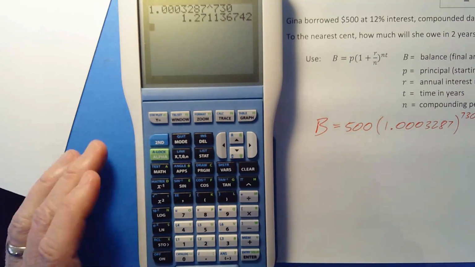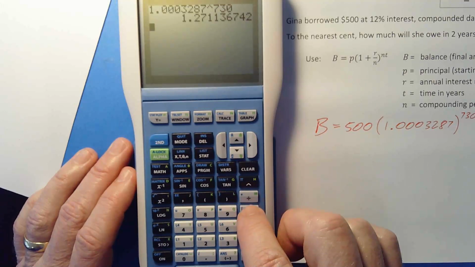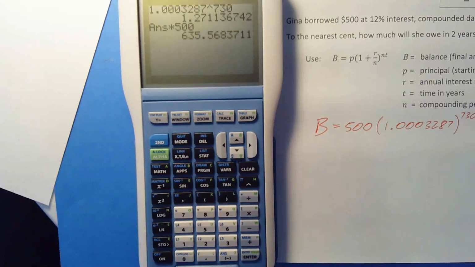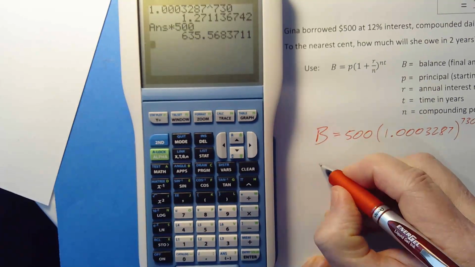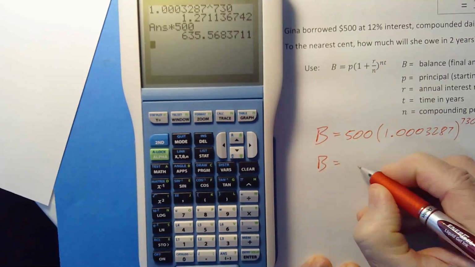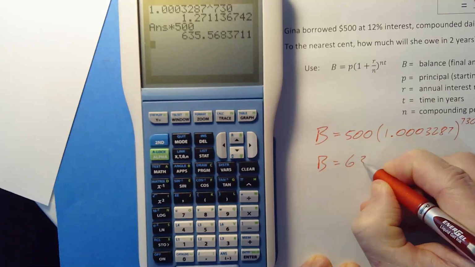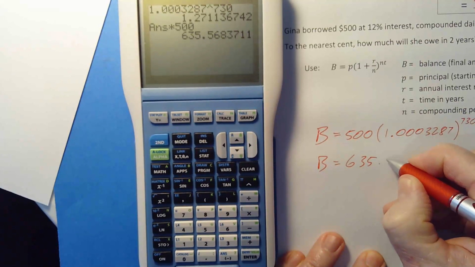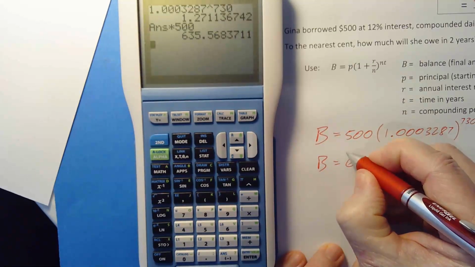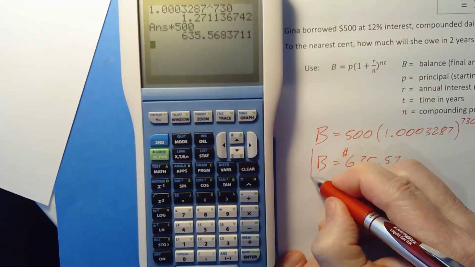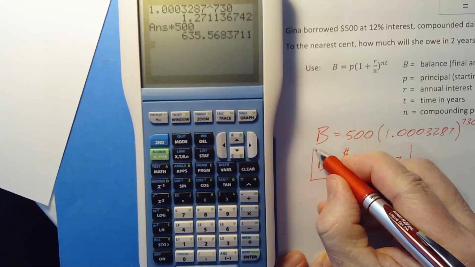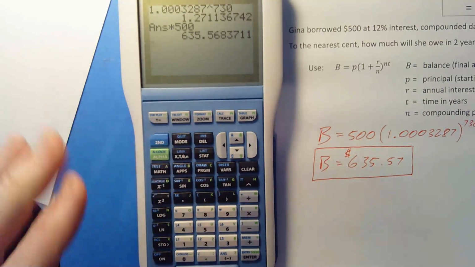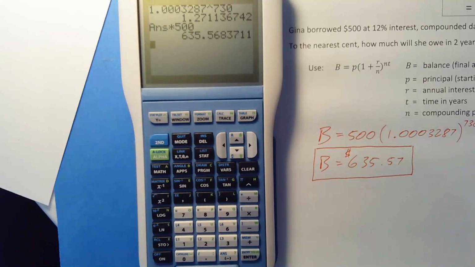1.2711 and so on. Times 500, and we get a final answer, the balance after 2 years, $635, and we're going to round it to a cent, of 57. No way would we want to do that by doing the calculation 730 times. We want to just be able to use our cool exponents and do it that way.